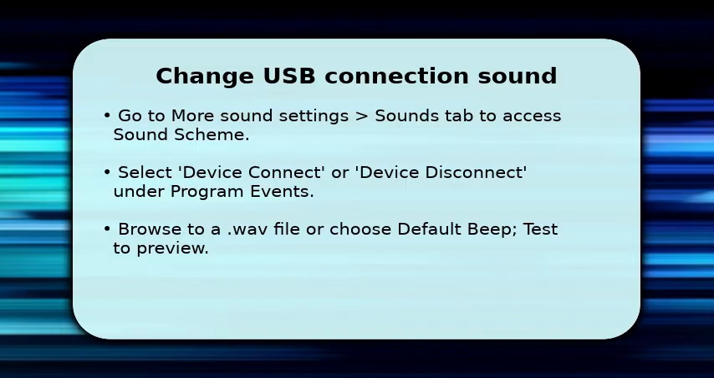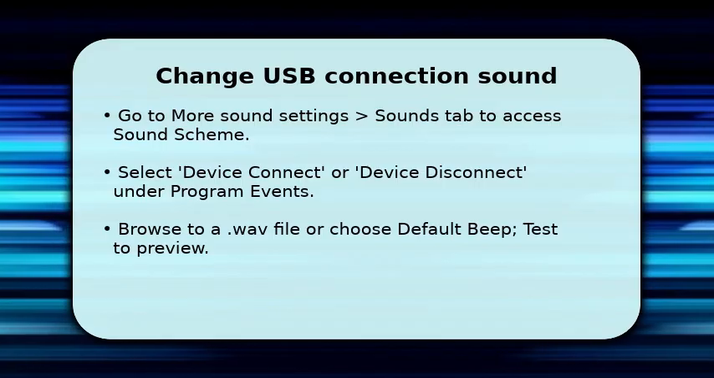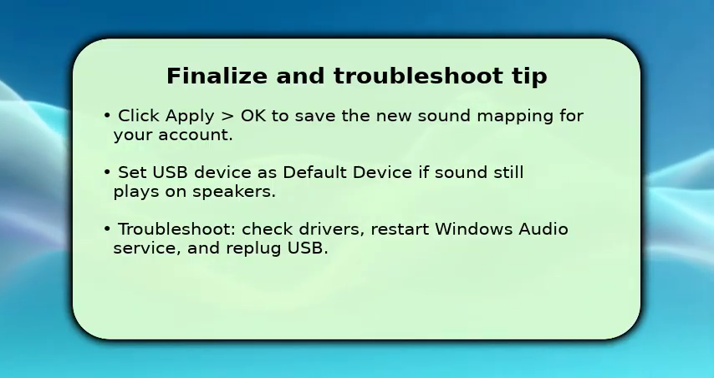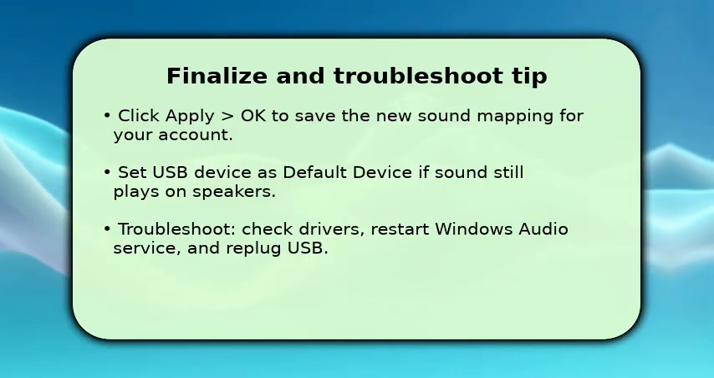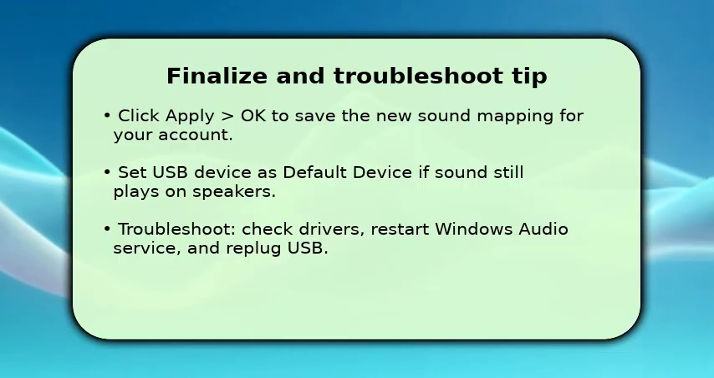If you want the sound to play through the USB device, set that device as Default Communication Device or Default Device before testing so output routes correctly. Now apply and save your changes by clicking Apply then OK so the new sound mapping takes effect immediately. To ensure the USB plays the sound, set it as Default Device or Default Communication Device in the same sound settings and then test again.